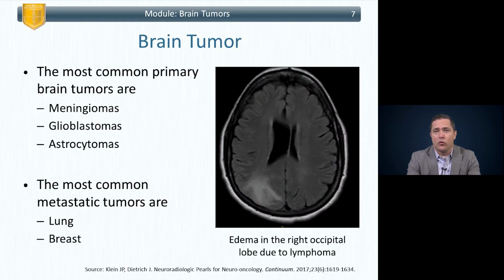In terms of brain tumors, the most common primary brain tumors are meningiomas, which are oftentimes contrast enhancing and close to the meningeal surface of the brain, glioblastomas, and astrocytomas, which are difficult to differentiate based on simple radiology. The most common metastatic tumors are lung and breast cancer. In this specific case, the patient has a right occipital lesion due to a lymphoma, which shows up on imaging, and this specific image is a FLAIR image of the brain where you see a T2 hyperintensity of the occipital lobe.